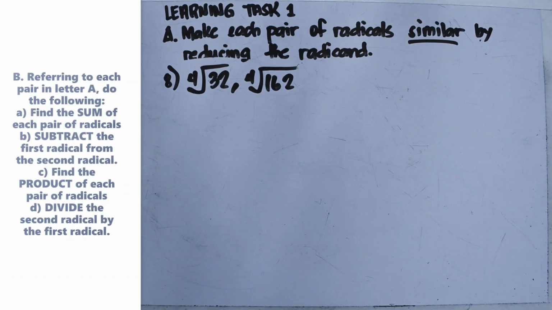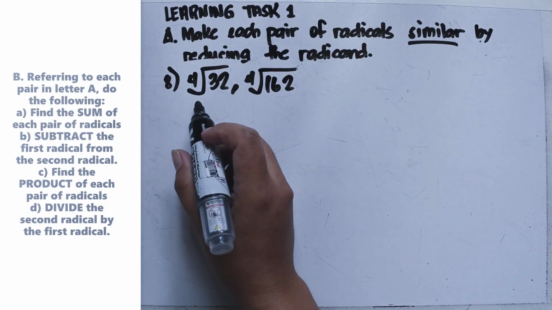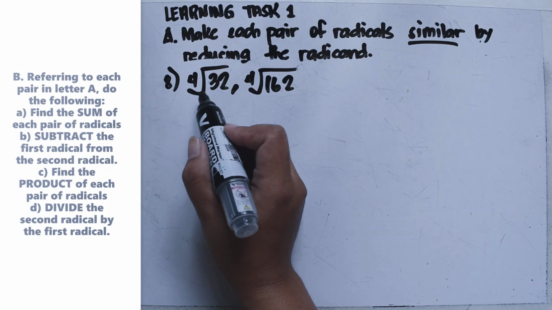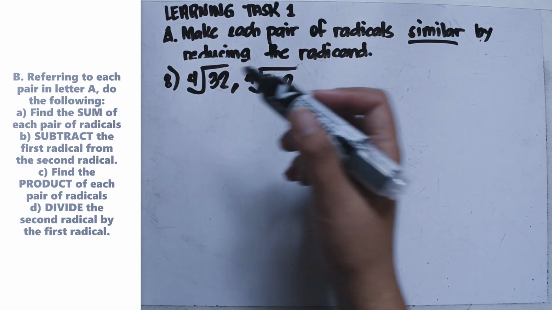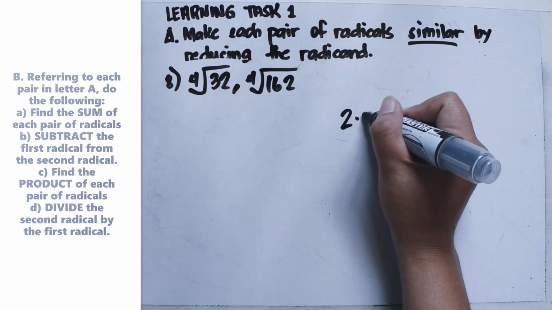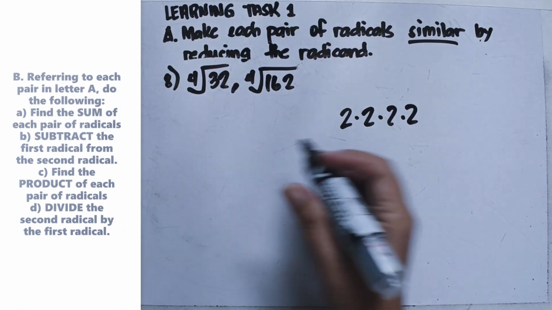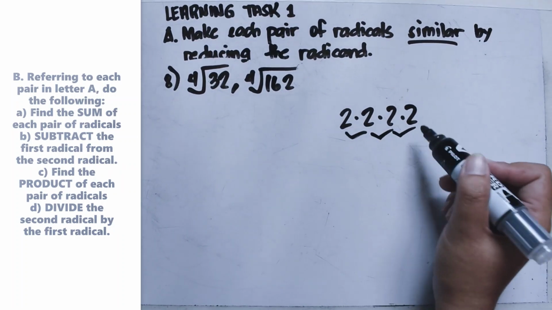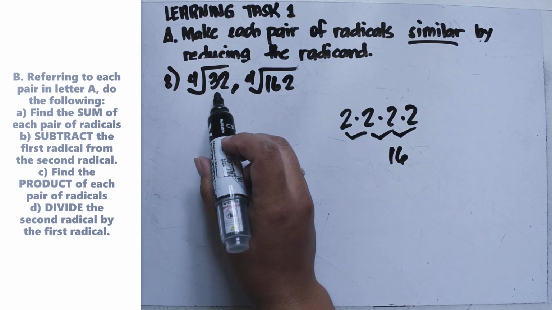Ayan, so number 8 na tayo. Sabi dyan, 4th root of 32 at saka 4th root of 162. Palaki na ng palaki yung number natin. Dito muna tayo sa 32. Hanap tayo ng factors ni 32 na kung saan may perfect 4th root. Siyempre lagi tayong magsimula kay 2 kasi yung pinakamaliit. So we have 2 times 2 times 2 times 2. Dahil 4th root tayo, 2 times 2 is 4 times 2 is 8 times 2 is 16. Therefore, tama. Factor siya ni 32.